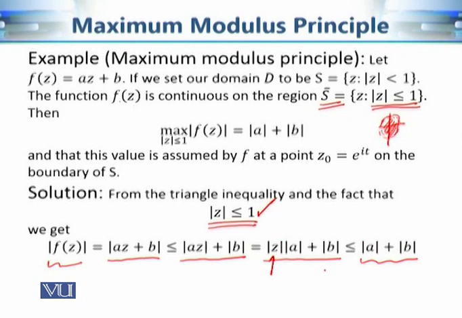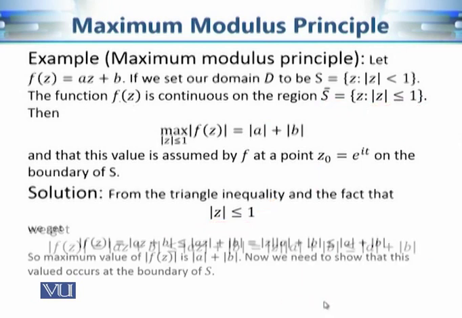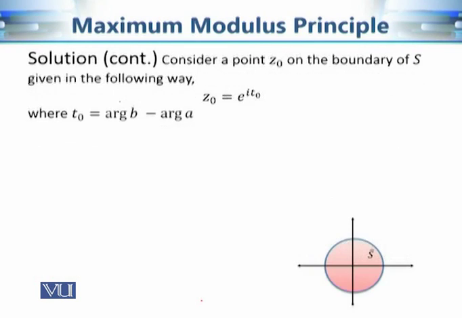So this kind of fits with our claim that only the point at the boundary is going to be the point where this function is attaining its maximum value. Okay, so moving on, we need to actually find out that point. Now we need to show that this value occurs only at the boundary of S. Now let's see how to show that.